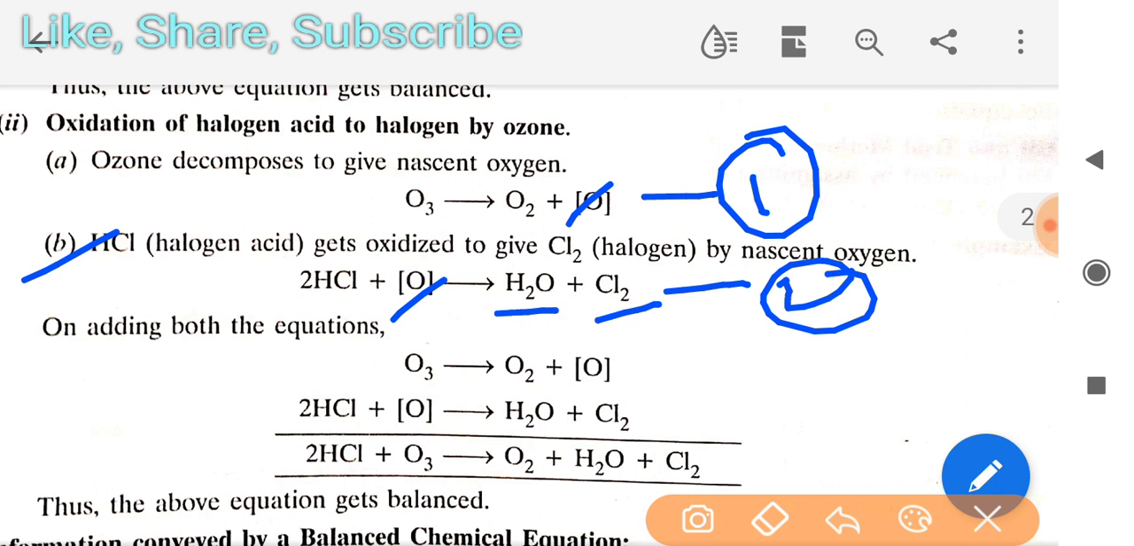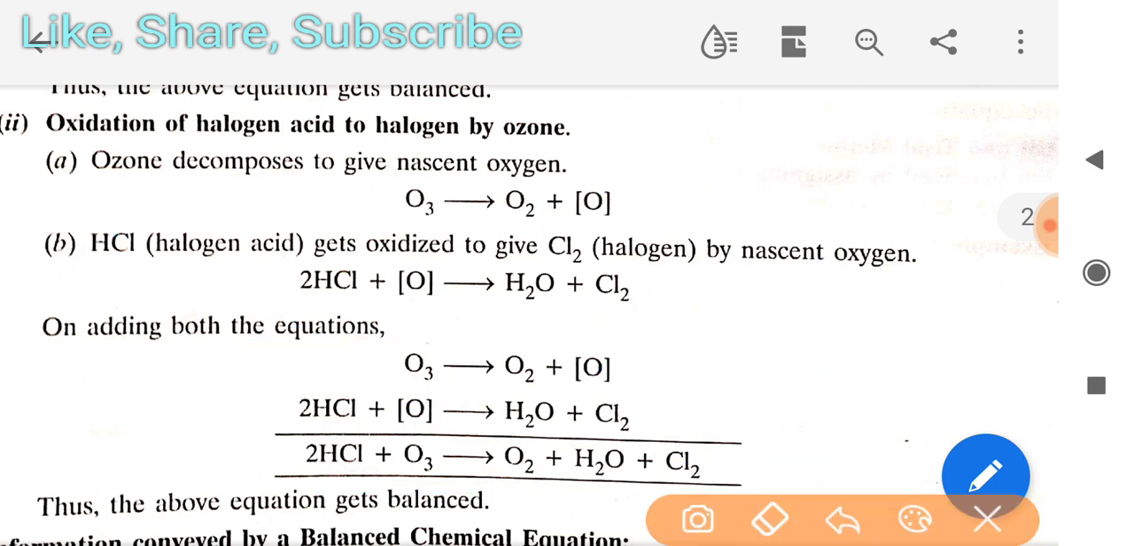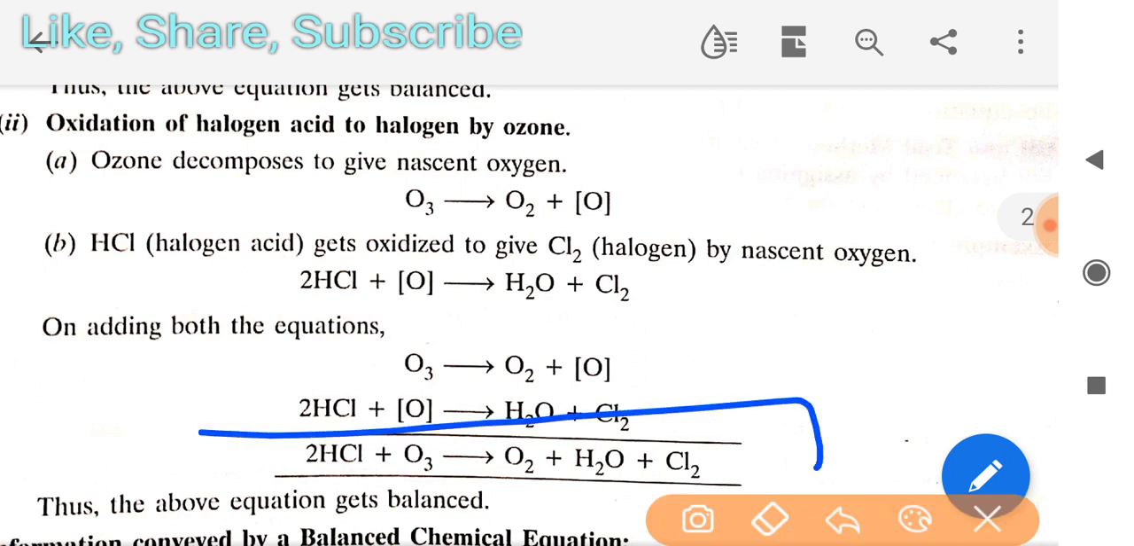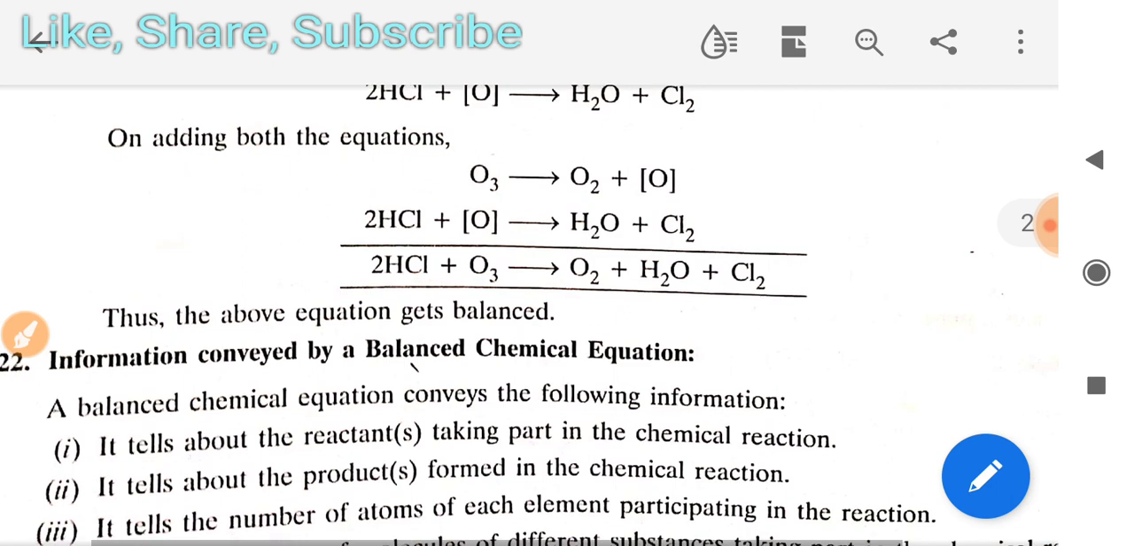If you see this equation carefully, O3 gives O2 plus oxygen, then 2HCl plus O. These two get cancelled, then 2HCl plus O3 gives O2 plus H2O plus Cl2. So this is our balanced equation. I hope you understand it. That's how our equation gets balanced.